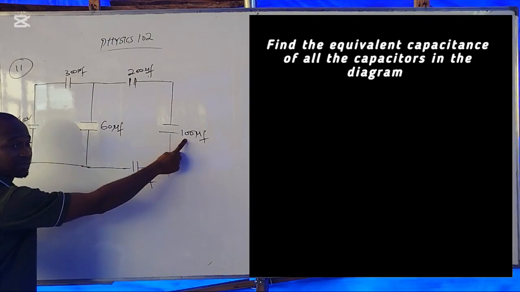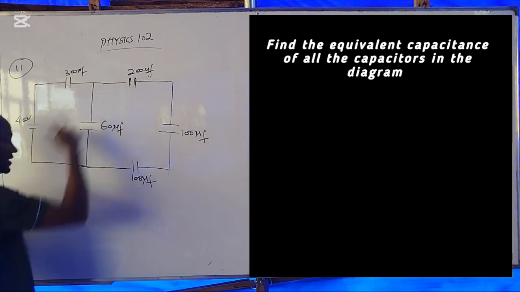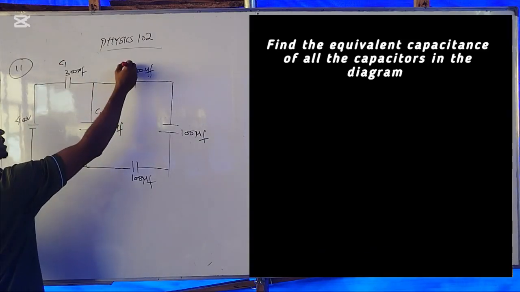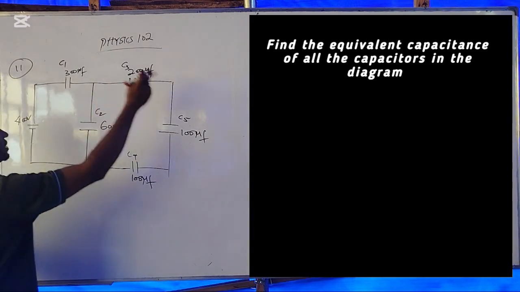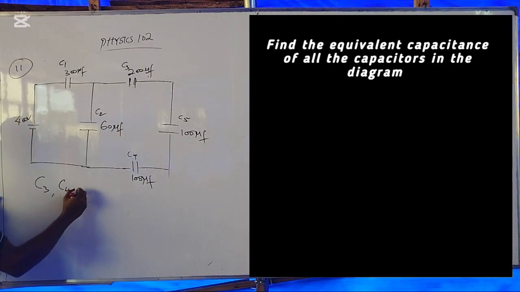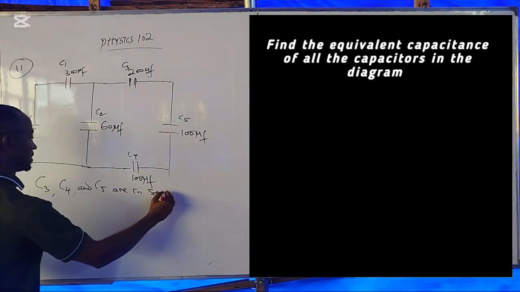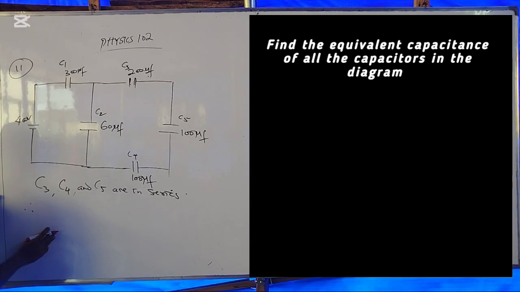What do you have? 50. Is it not? When you resolve the 50 with this, what do you have? Let's call here C1, Abi. Here C2. Here C3. Here C4 and C5, right? C3, C4 and C5 are in series. That means that we have what? What's the equivalent? That will be C6, right? What's C6 here? 1 over what?